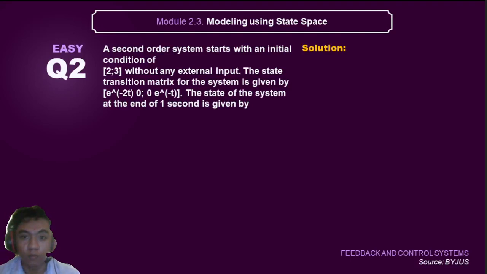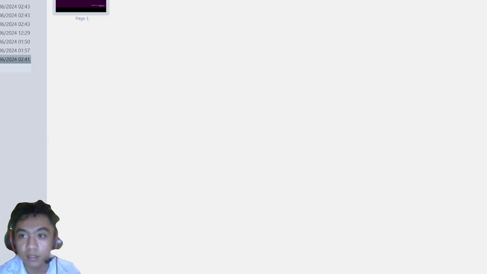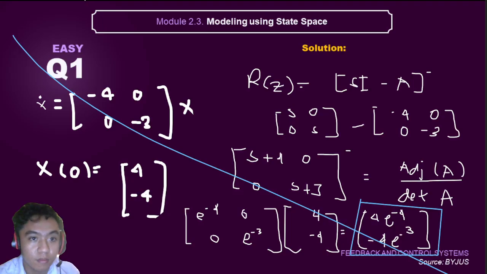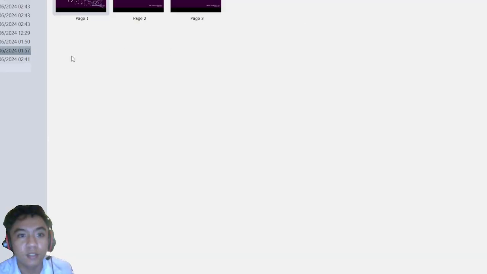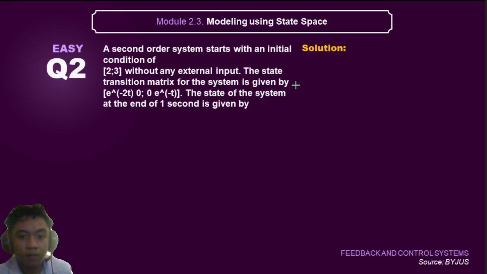Okay, continuing to module 2.3, modeling in state-space, and the second question. The first question we tried was related to defining the zero input response of the system. Now, we are trying to look for the state of the system at the end of 1 second.